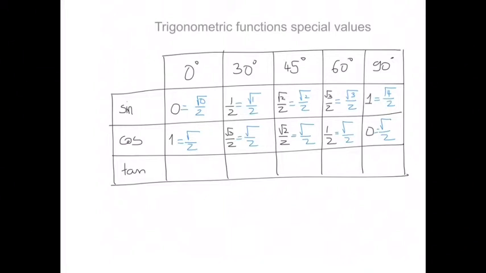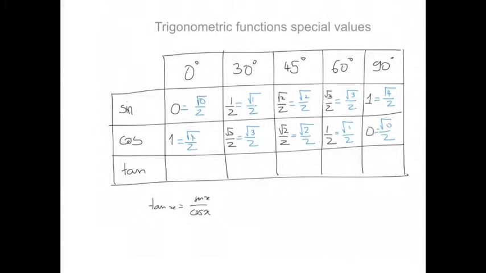The nice thing is that cosine gets exactly the same values, but the other way around. So all you have to remember is that sine here has increasing values and cosine has decreasing values. The last tricky row can be completed using the fact that the tangent of an angle x is equal to the sine of this angle divided by the cosine of this angle. So to work out this value, for example, you need to divide this by that. So let's do it.